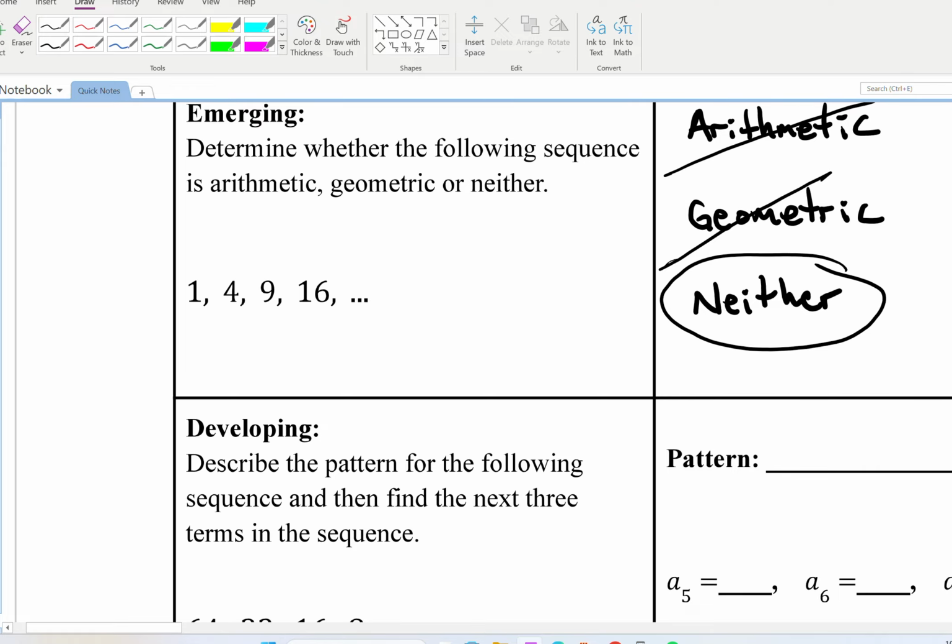Before we move past this one, notice that this is 1 squared, and this is 2 squared, and this is 3 squared, and 4 squared. So it's not that there's not a pattern, it's just that the pattern is neither arithmetic nor geometric, because there's no common difference or common ratio.